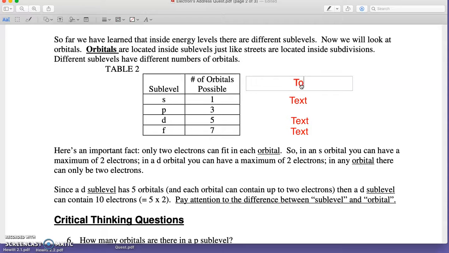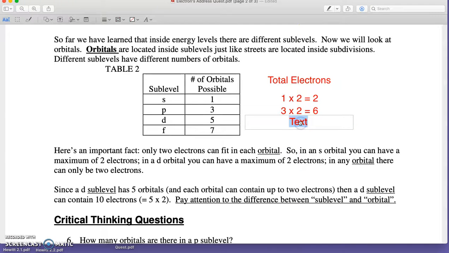So we're going to do something here. I'm going to add another table to this, and we're going to talk about total electrons. If I have an S sublevel with 1 orbital, each orbital contains 2. If I take 1 times 2, that equals 2 total electrons. Now let's look here. In the p sublevel, I have 3 orbitals with 2 electrons per orbital. That gives me a total of 6 electrons.